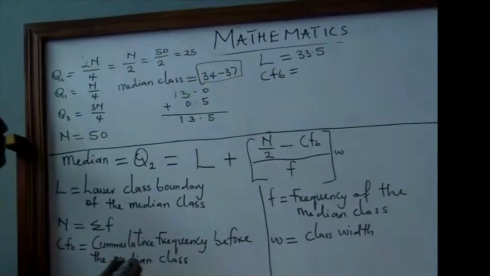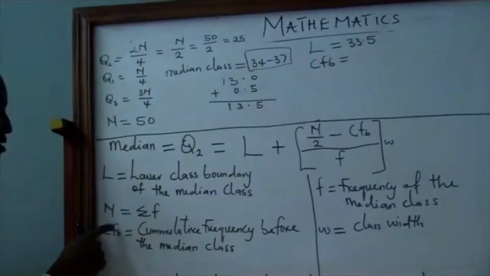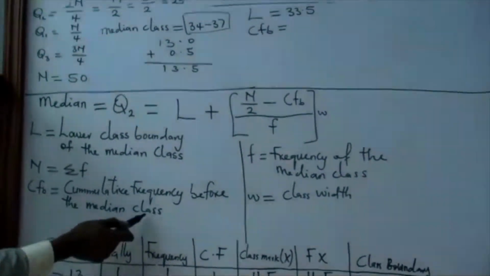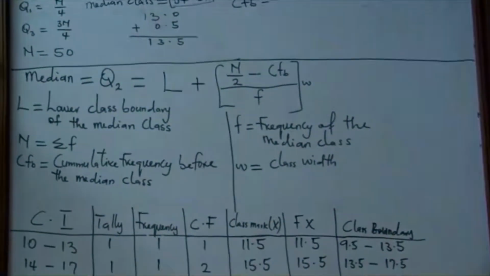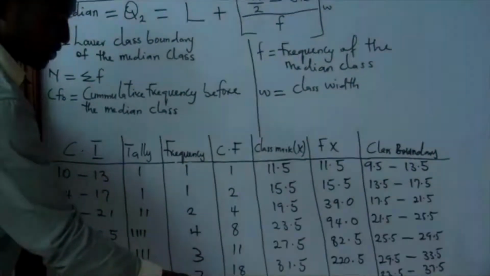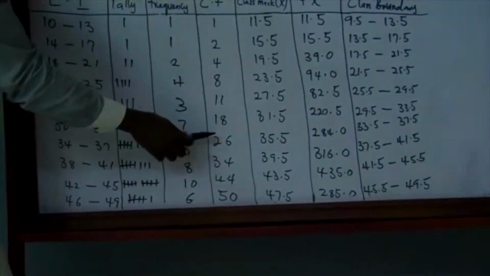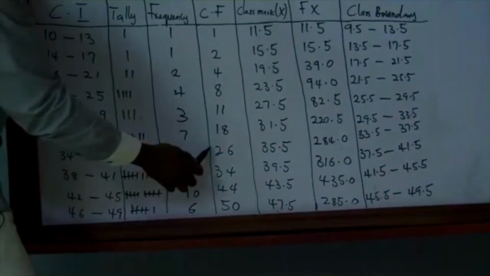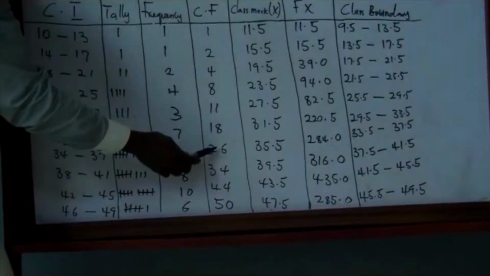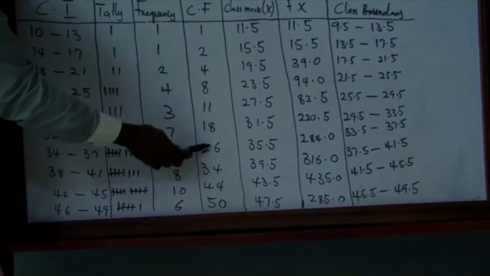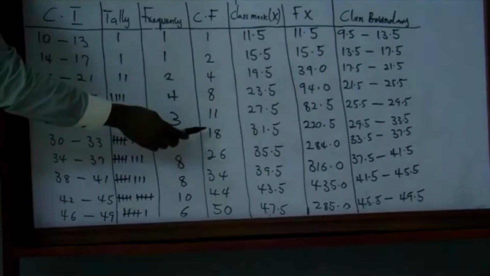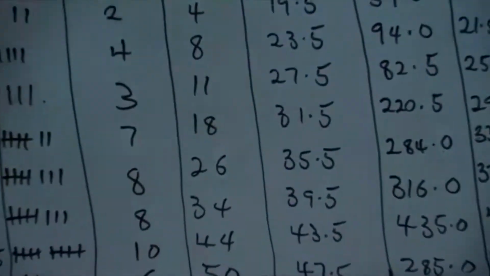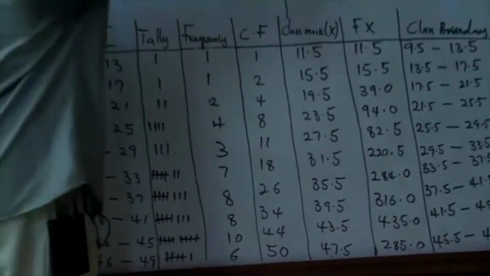Then CFB, which is the cumulative frequency before the median class. This is the median class. This is its cumulative frequency. Then the one before the median class. Again, this is the median class. So that means the cumulative frequency of the median class is 26. What about the one before it? It is 18. So CFB is the cumulative frequency before the median class, and that is 18. And that's how we obtain this 18.